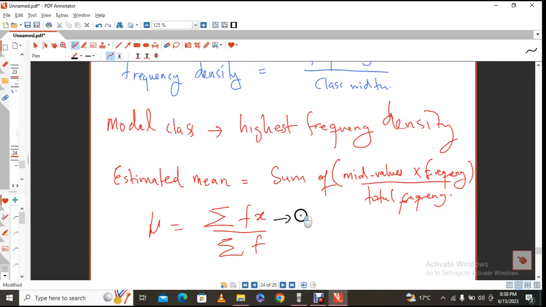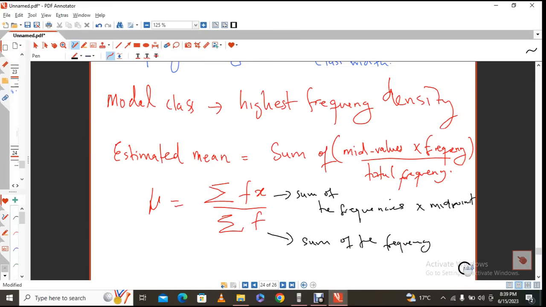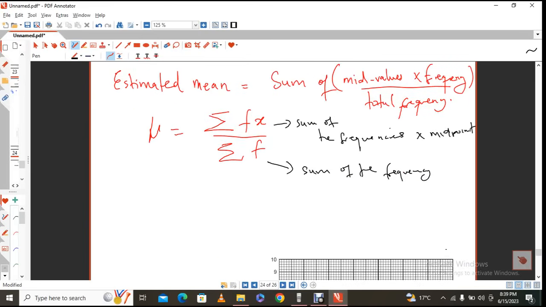So on top here, it means sum of the frequencies times the midpoint. That is what that formula means. All right? And we're going to divide it by the sum of the frequency. So we'll go to the frequencies and we're going to find that. Now, another important thing is how do you find the mid value?